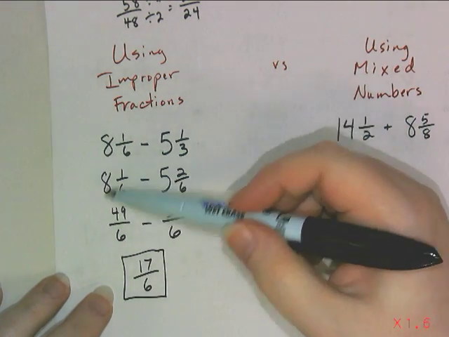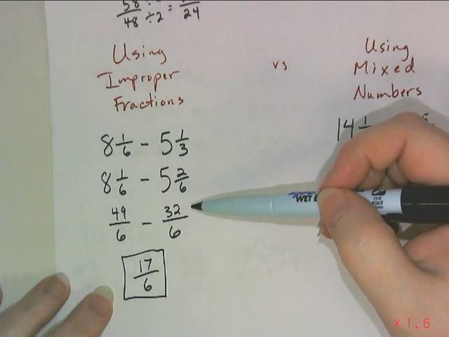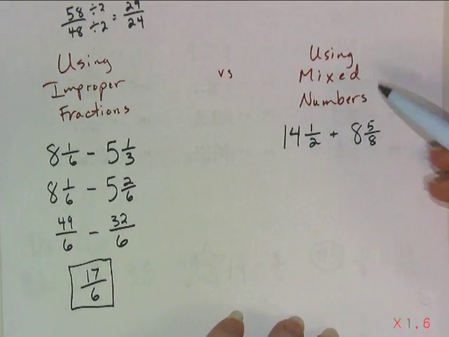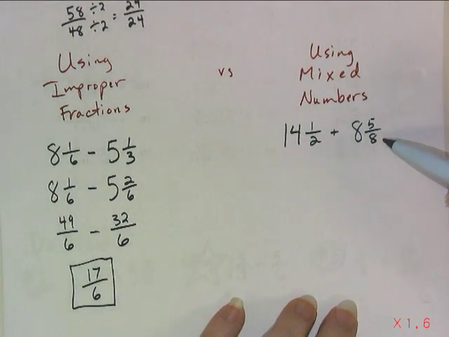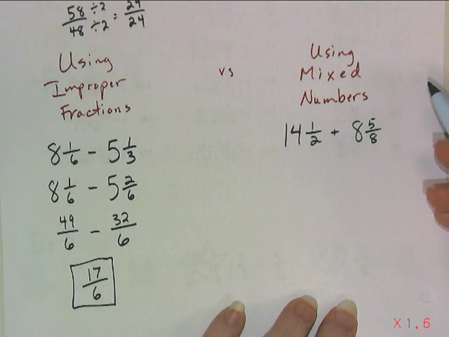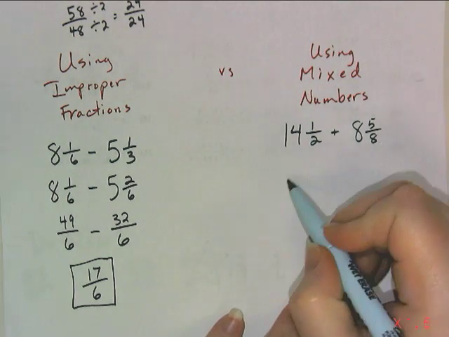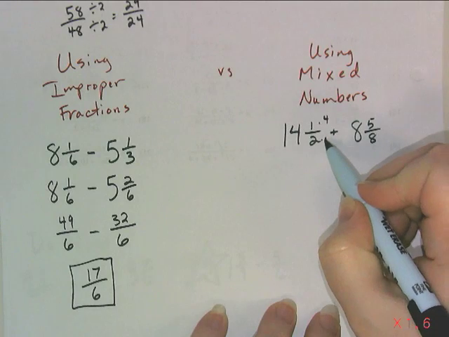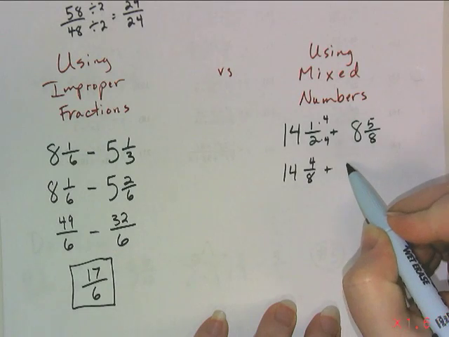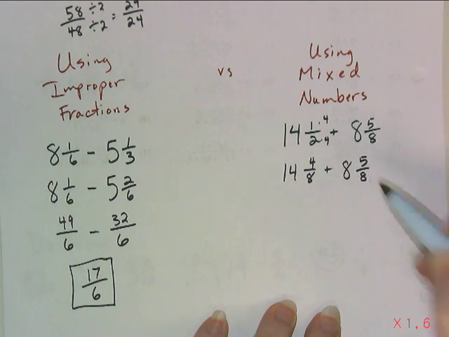But these numbers are also kind of small. Notice nothing got too crazy large. That isn't always going to be the case. Take a look over here. 14 1/2 plus 8 5/8. So again, common denominators first. 8 looks like it's going to be the best bet. So times 4 gives me 14 4/8 plus 8 5/8.